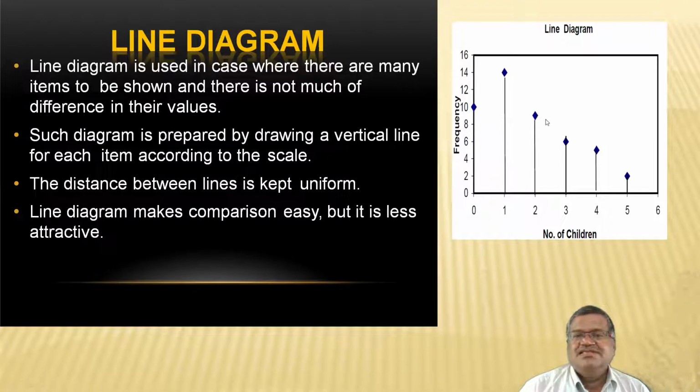Look here, this is a line diagram. The number of children is taken on the x-axis and the frequency of children is taken on the y-axis. One child for 14 families, 2 children for 10 families, 3 children for 8 families, like that. This is a line diagram.